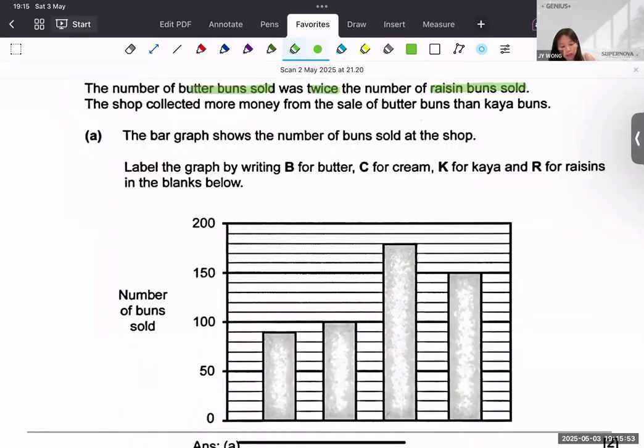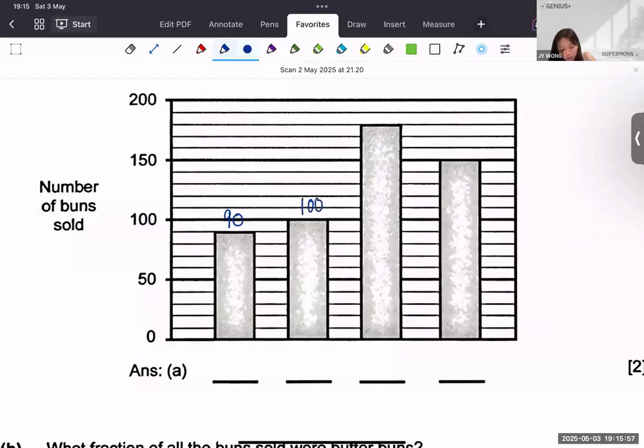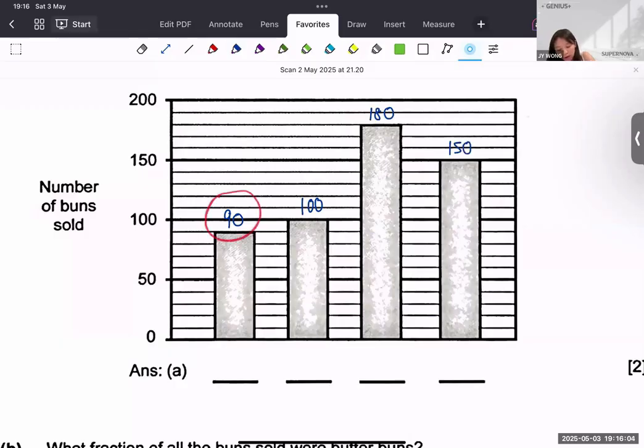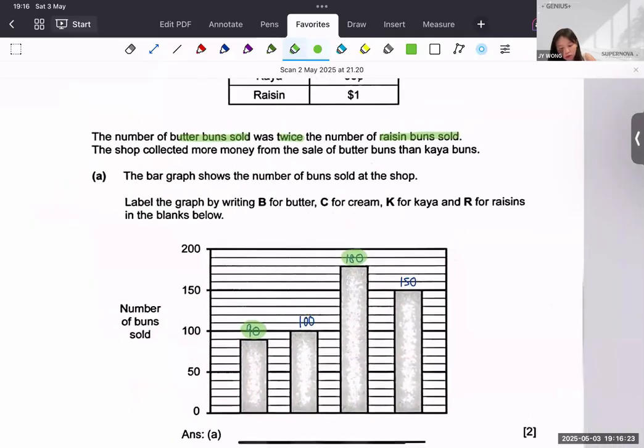How do I know which one it is? So I want you to write down the numbers. This is 100, this is 180, this is 150. You look at these 4 numbers here. Which one is twice of which? So 100, if you want twice, it must be 200. Or twice of 50 gives you 100. There's no other numbers here. So the only one that can give you twice is this set of numbers. So 90 and 180. So butter buns sold was twice.